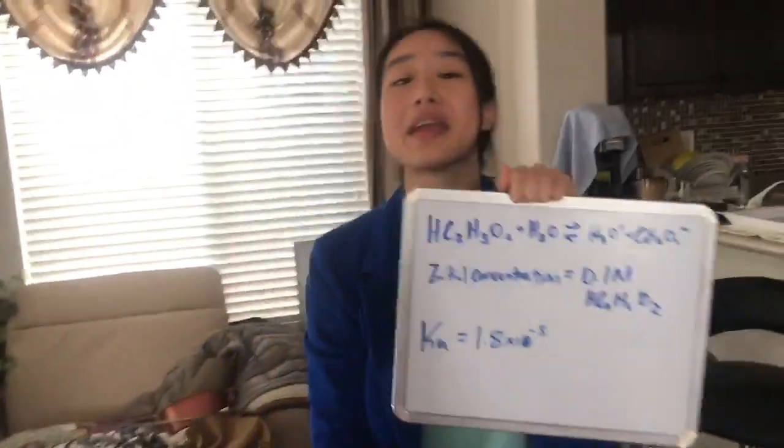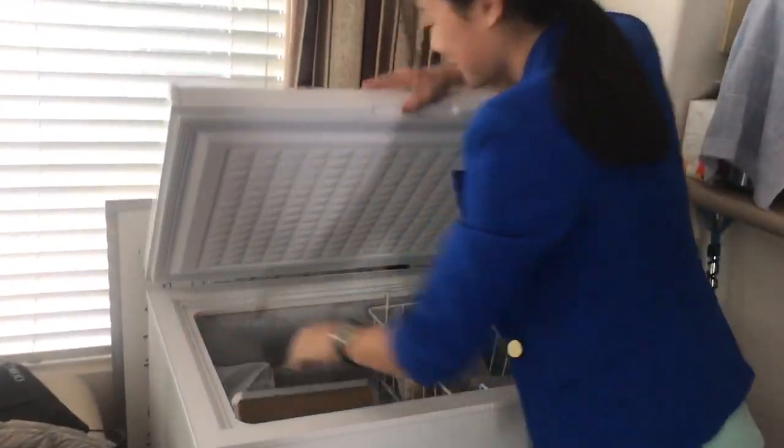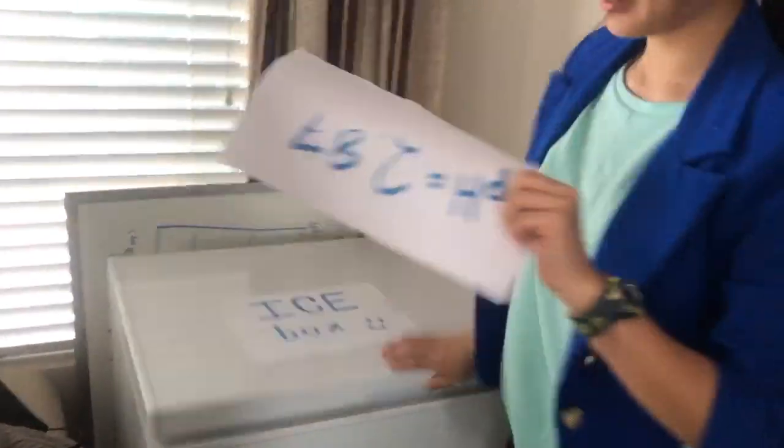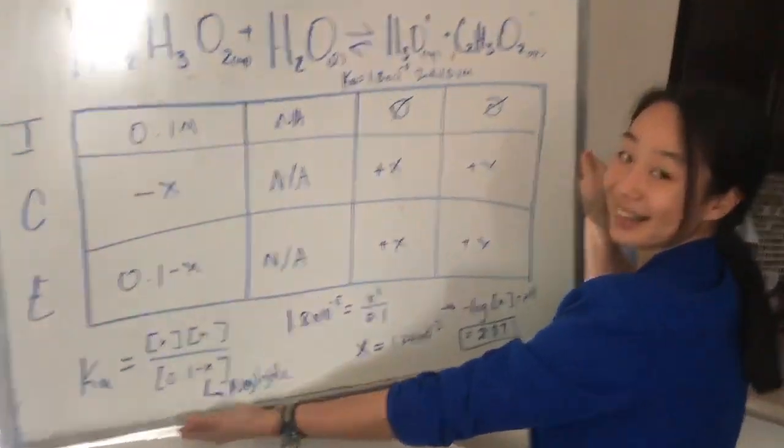Point number 4, the ICE box. Here's how it works. You take these values and you put them in your ICE box. Values in. In just a few seconds, you'll get an answer. And it even comes with all the math involved.